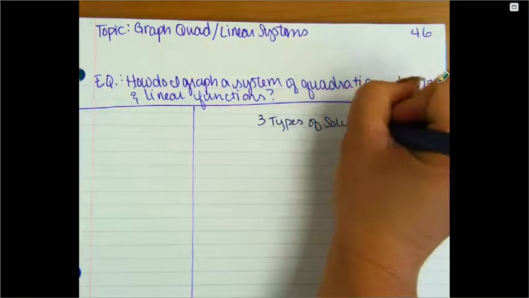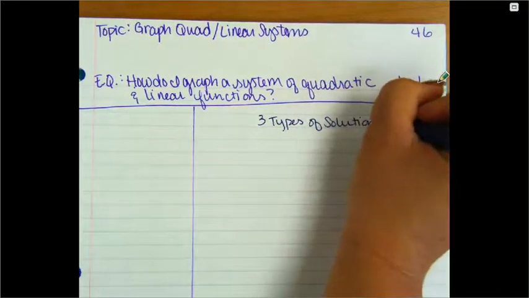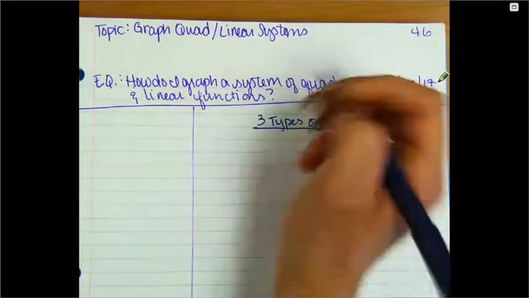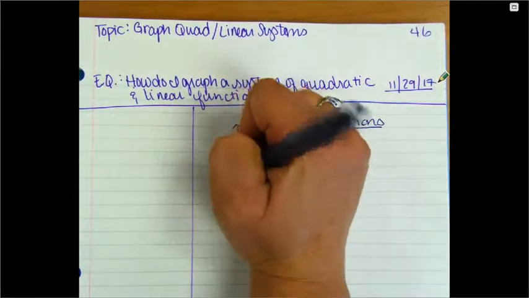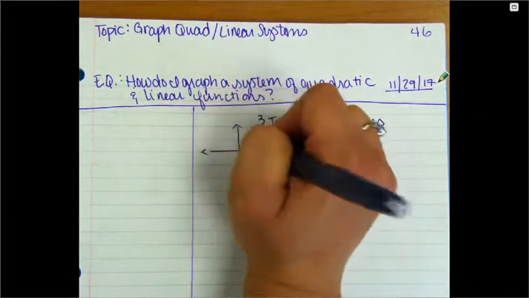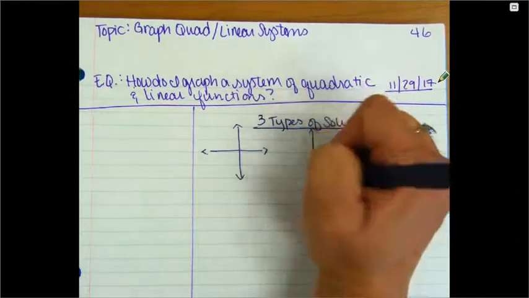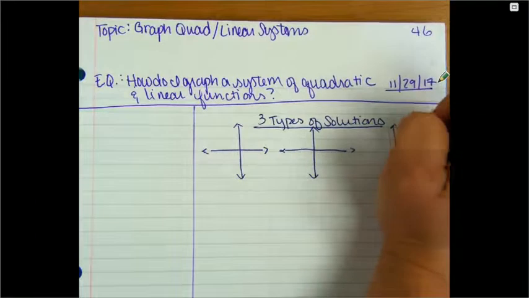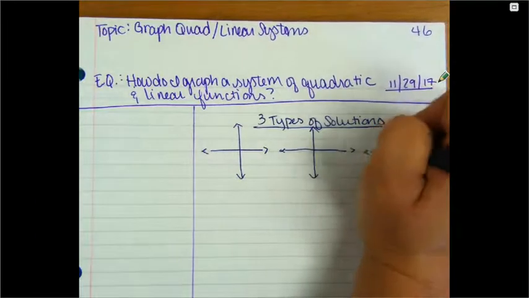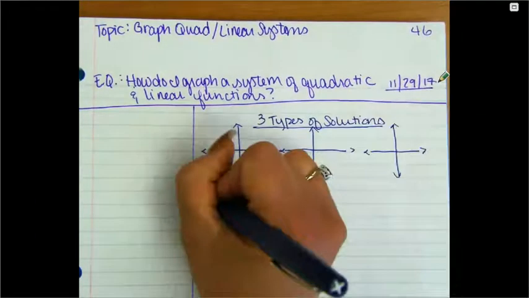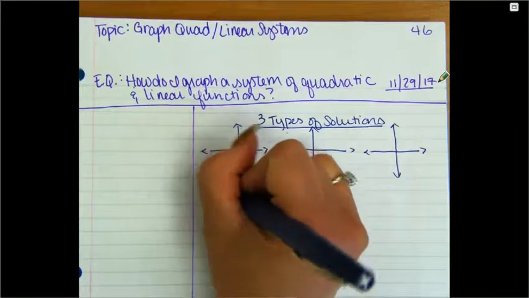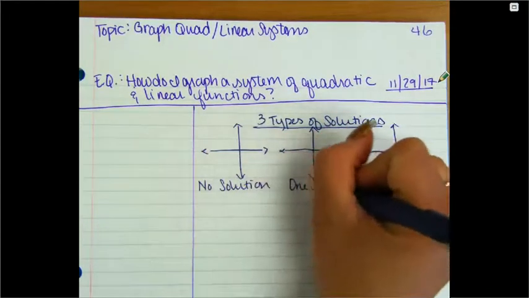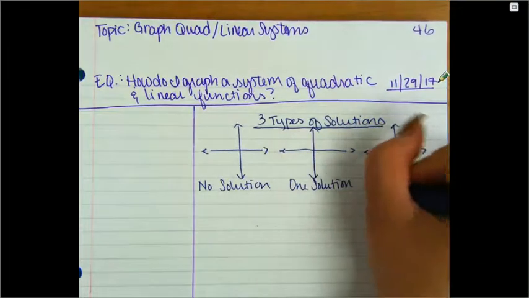What are your 3 types? No solution, one solution, and explain to me how you're going to get infinitely many when you have a quadratic and a linear function. 2 solutions, thank you. There's no solution. There's one solution. And there's 2 solutions.